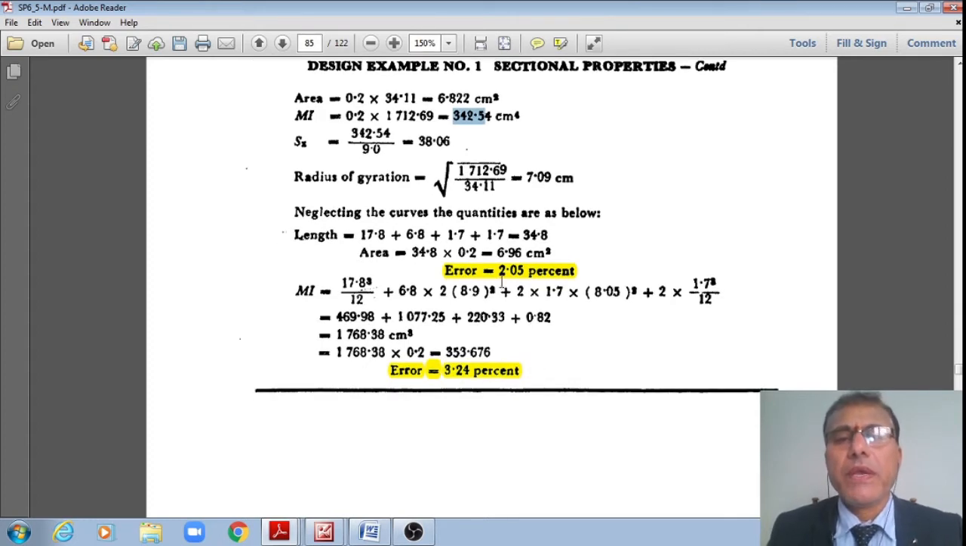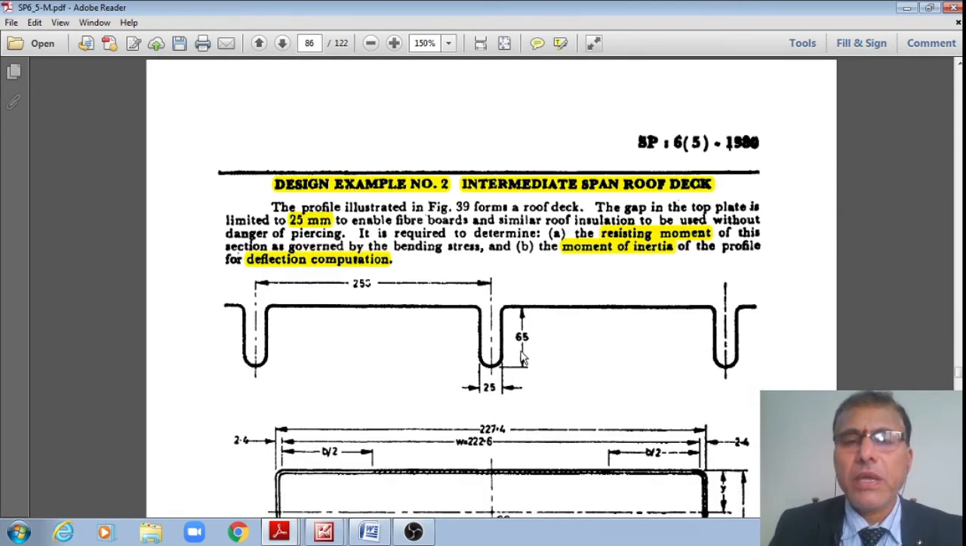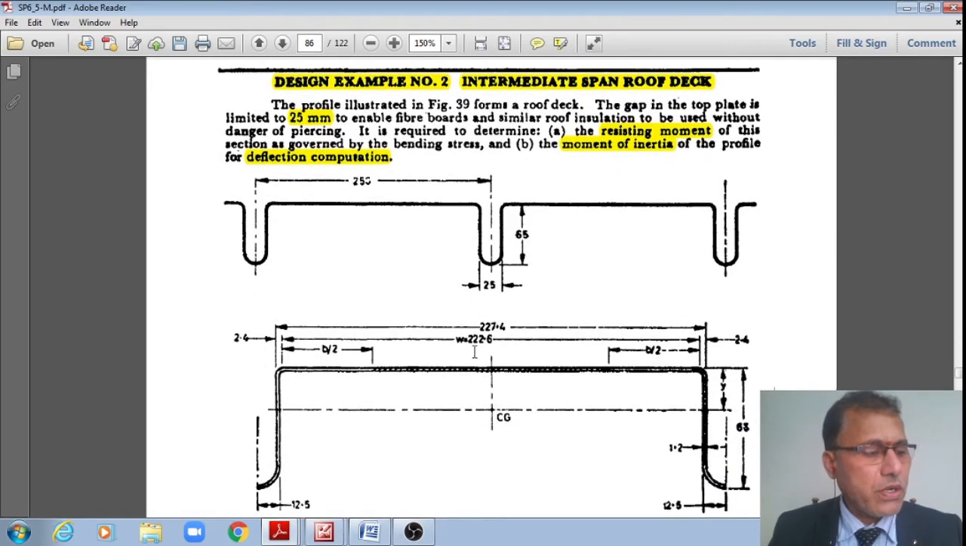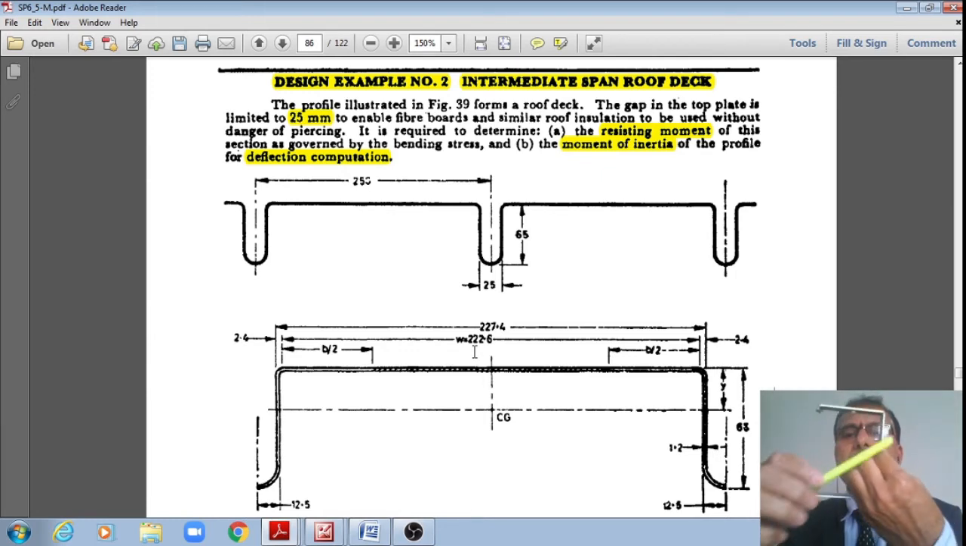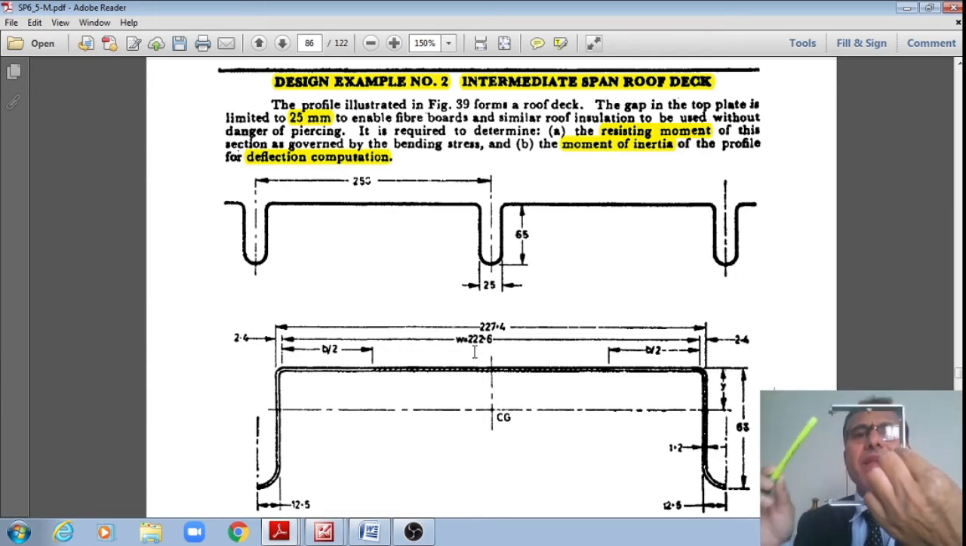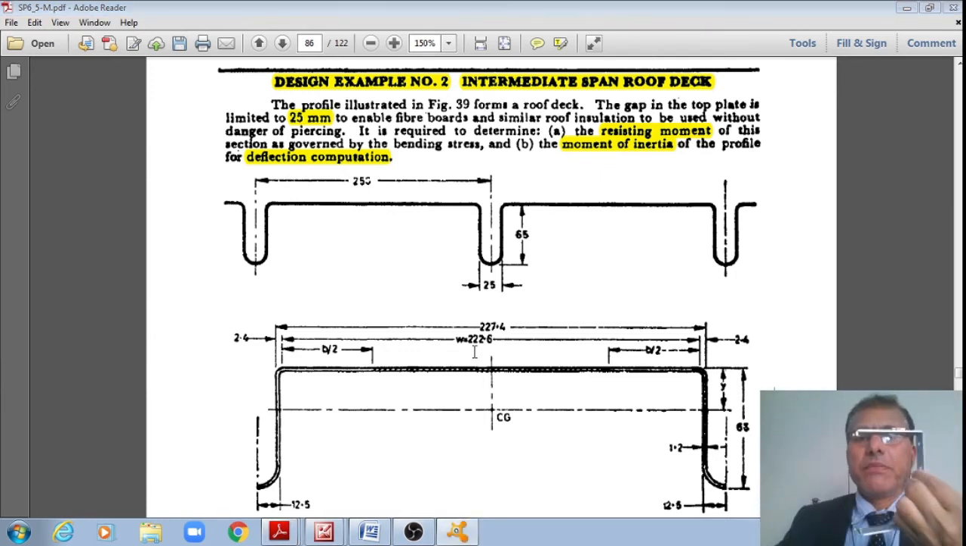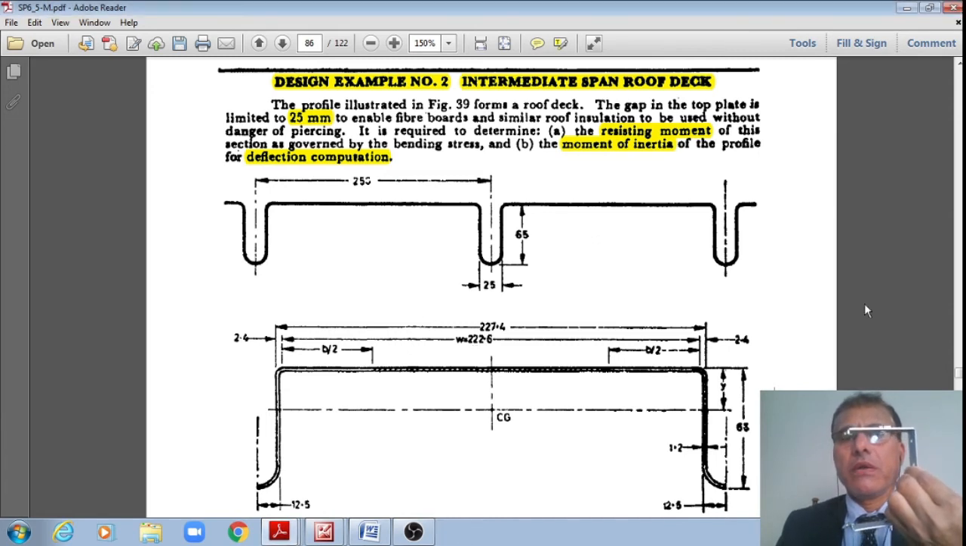Therefore, even in the area we got just a very nominal error of 2.05, and in the moment of inertia also I am getting a very nominal error of 3.24. Therefore, the linear method can be used. I hope, student, you understood the discussion on how to calculate the sectional properties of this given lipped channel section. That is how the lipped channel section was shown in the previous problem.